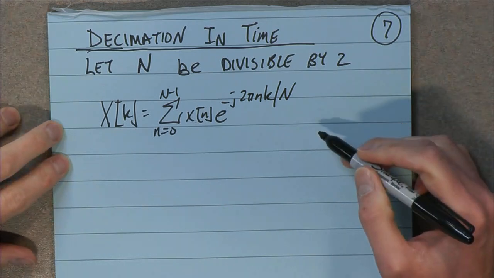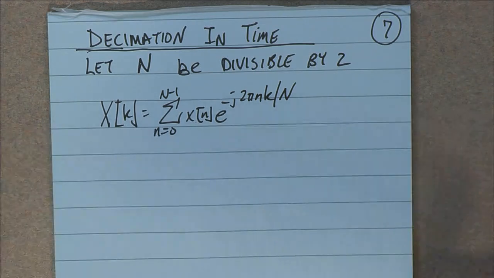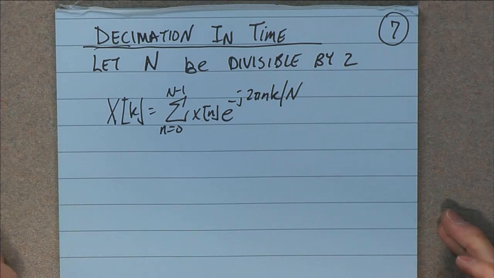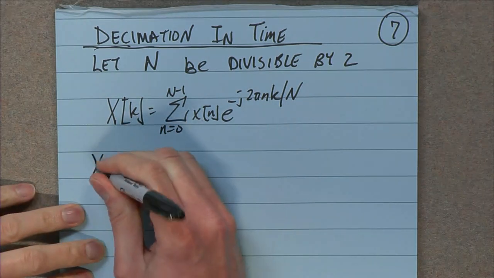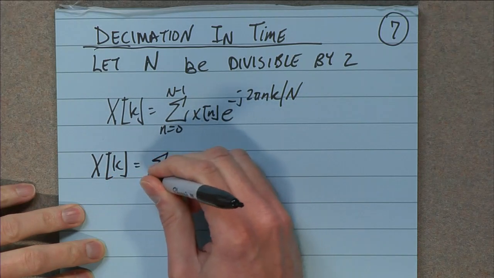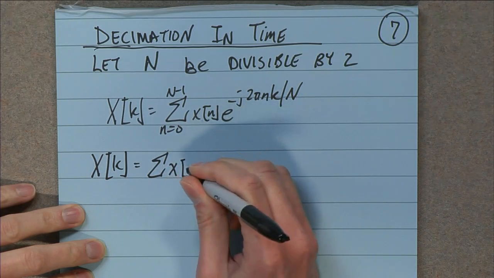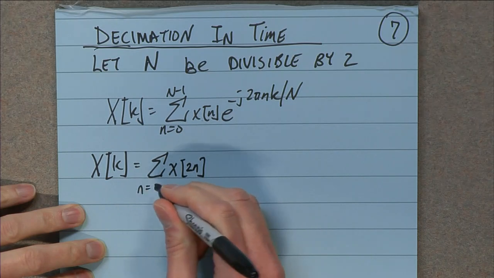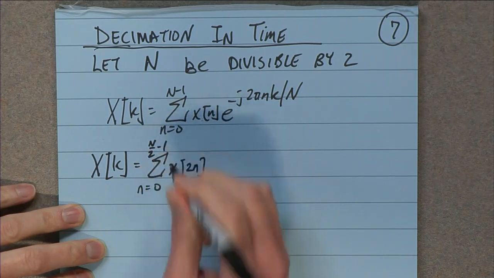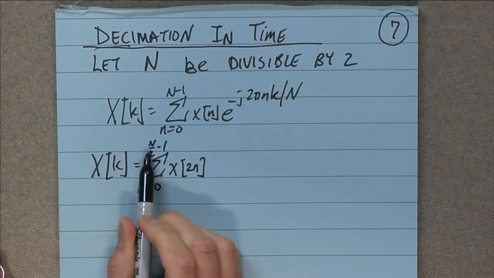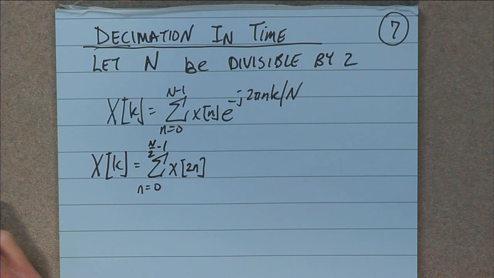We start from here and say, okay, if it's divisible by 2, let me break it into two sequences: an even sequence and an odd sequence. And you've seen this before, but that's how we started off with the polyphase derivation, right? So we can take a sequence and break it into two pieces. So I'm going to do 2n, and n is going to go from 0 to N over 2 minus 1, which is valid because I know N over 2 is an integer, N is divisible by 2. So that's so far so good.